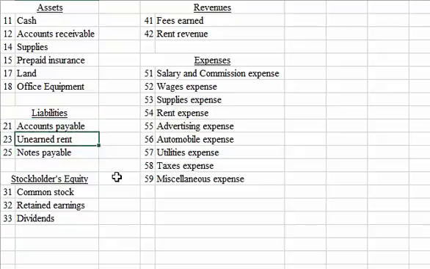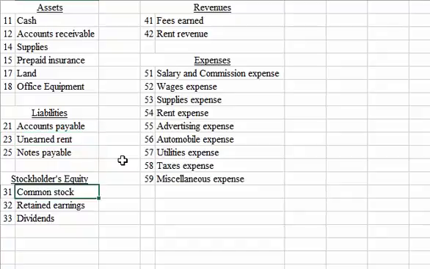Unearned rent is a little different. It would only show up on the books of a landlord if they receive rent prior to having earned it. So if a tenant comes in and pays their next year's rent in advance, cash of the business would increase, but we can't call it rent revenue yet because we haven't earned it. So it creates a liability for us, unearned rent. We're taking on a future obligation there to either let the tenant occupy the space or give them their money back.